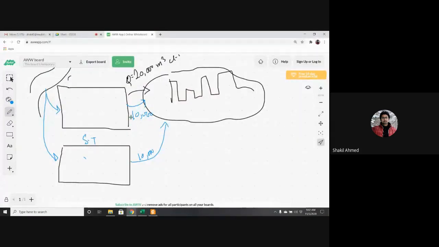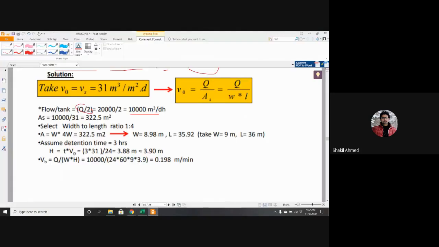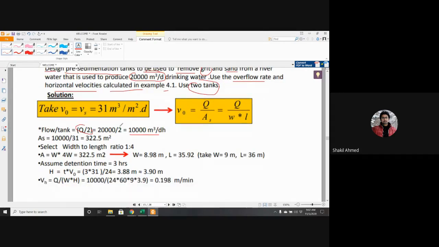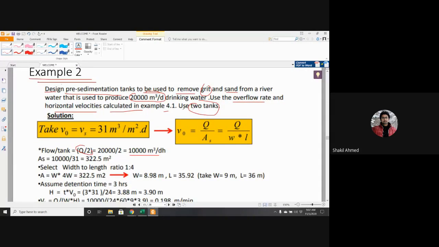If it were one tank, then the total 20,000 would have to be supplied from the single tank. In that case, you do not divide it by two. Since you have two tanks here, that's why you are dividing it by two. If I tell you to use one tank, then you must not divide it. Is it clear? Yes, sir. Okay.